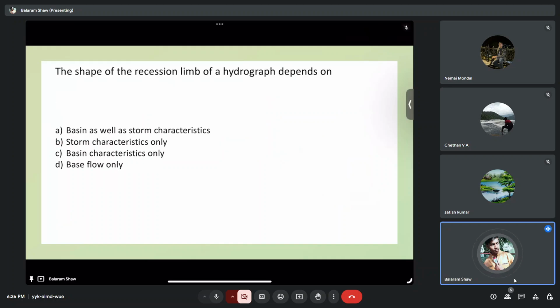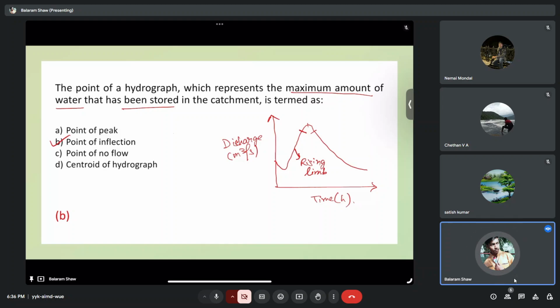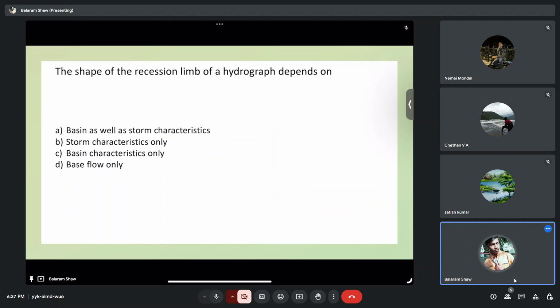Okay. So remember, it remembers the maximum amount of water that has been stored. Whatever comes after this is there because of the flow that is happening. Okay. Next question is: the shape of the recession limb of a hydrograph depends on.